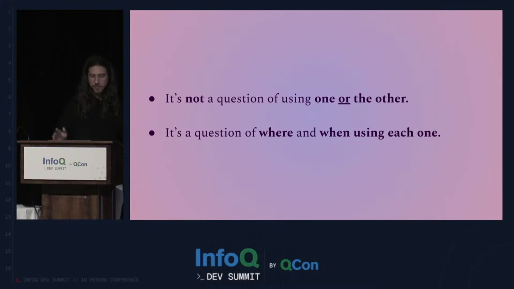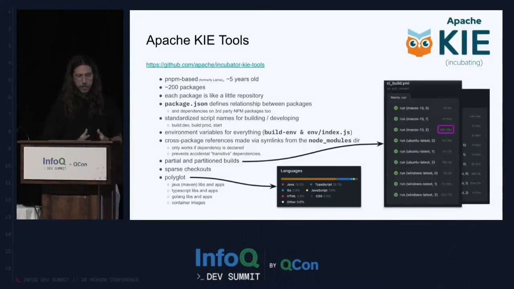Now, the talk ended here, and I wanted to talk a little bit more about my experience working on a monorepo. So we have a fairly big one, I would say. That's the project I work on every day. It's called Apache KIE Tools. It's specialized tools for business automation, authoring and running and monitoring and everything. So some stats, our build system is PNPM, and we are almost 5 years old. We have 200 packages, give or take, and each package is understood like a little repo.